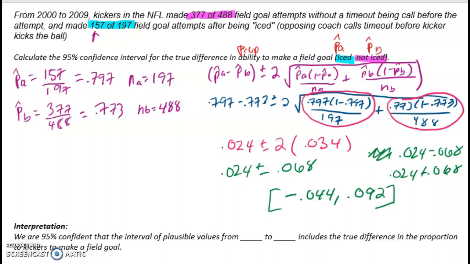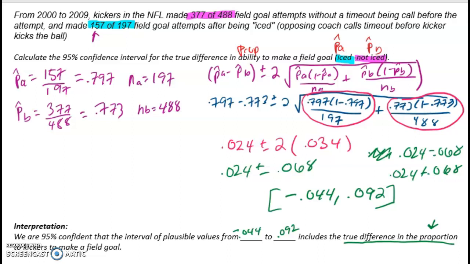So we're 95% confident that the interval of plausible values from negative 0.044 to 0.092 includes the true difference in proportion. So a lot of people on the quiz were putting parameter, but be specific what that parameter is based on the confidence interval that you calculate. So here it is the true difference in proportion for kickers to make a field goal.